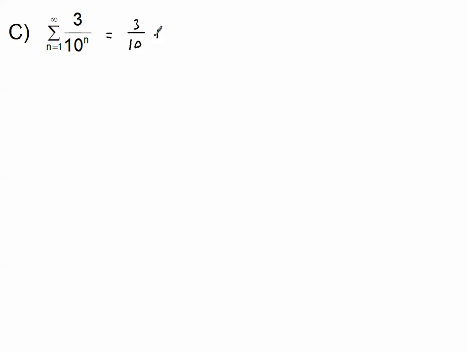Okay, great. Let's add to that. Let's plug in a 2. And of course, 10 squared would become 100. So we're talking about 3 over 100. And then plugging in a 3, we'd get 1,000. So this is 3 over 1,000. And then plugging in a 4, we'd get 3 over 10,000. Basically, every time we add a degree, we're adding a 0 to the denominator. So we'd get 3 over 100,000 next.